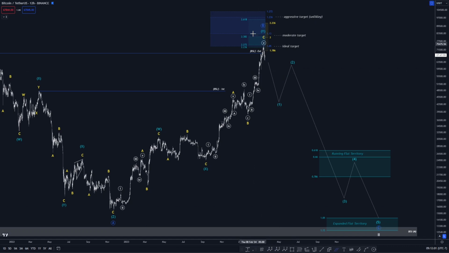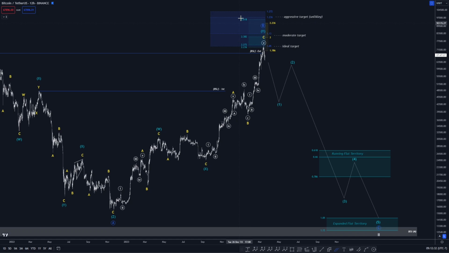Now, when we measure the Y wave, these teal fibs right here, it is getting a little extended for a Y wave, which I've discussed several times. But taking into consideration the larger degree, the B wave, we're still well within flat targets. Now, taking a step even smaller for the minor degree, the C wave, we're pretty much right within expectations for the poles that I use for a C wave.